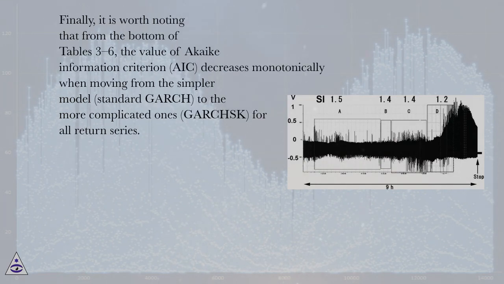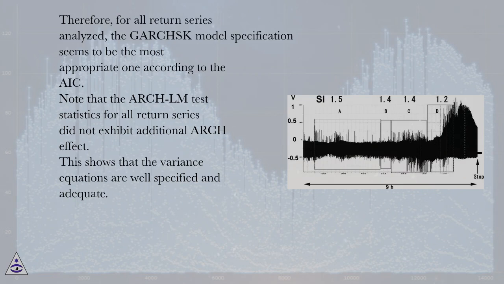Finally, it is worth noting that, from the bottom of tables 3 to 6, the value of the Akaike information criterion, AIC, decreases monotonically when moving from the simpler model, standard GARCH, to the more complicated ones, for all return series. Therefore, for all return series analyzed, the time-varying skewness and kurtosis GARCH model specification seems to be the most appropriate one according to the AIC. Note that the ARCH-LM test statistics for all return series did not exhibit additional ARCH effects. This shows that the variance equations are well specified and adequate.